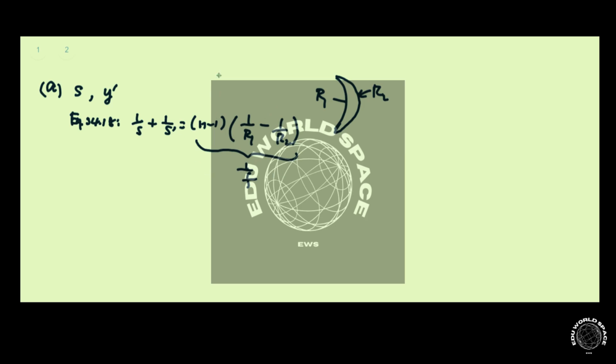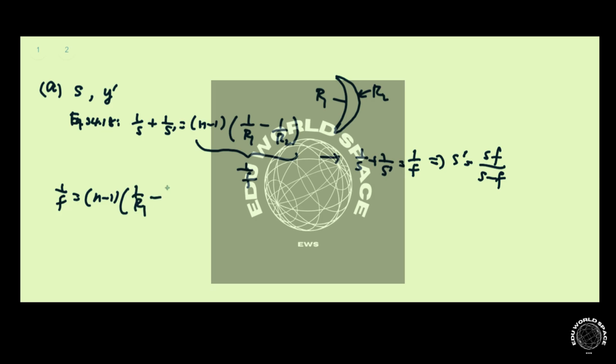This whole right-hand side is actually 1 over F. So why don't we just work out this part first so we can put it in a more familiar form? Then we can write 1 over S plus 1 over S prime is equal to 1 over F. And from here we can easily work out that S prime is SF over S minus F. So let's do 1 over F is (n minus 1) times (1 over R1 minus 1 over R2). That's 1.6 minus 1 times (1 over 12 centimeters minus 1 over 28 centimeters). And that gives me F is 35 centimeters.